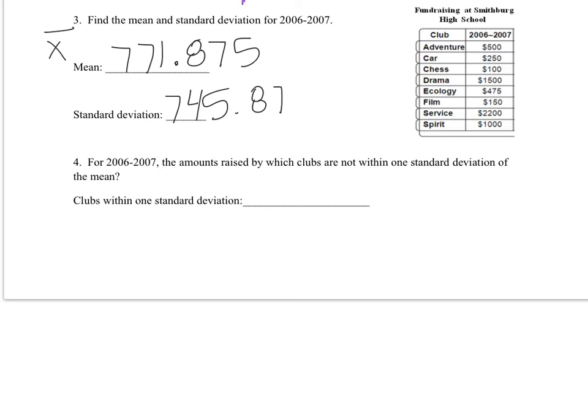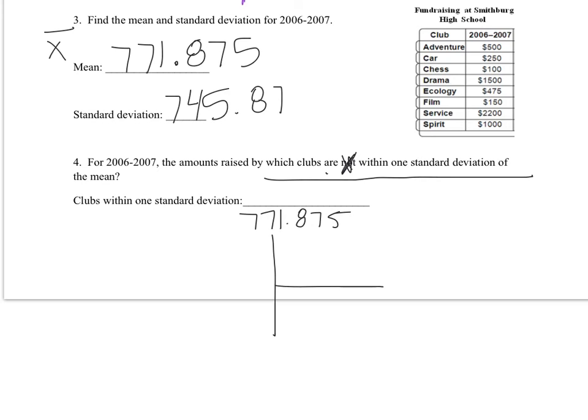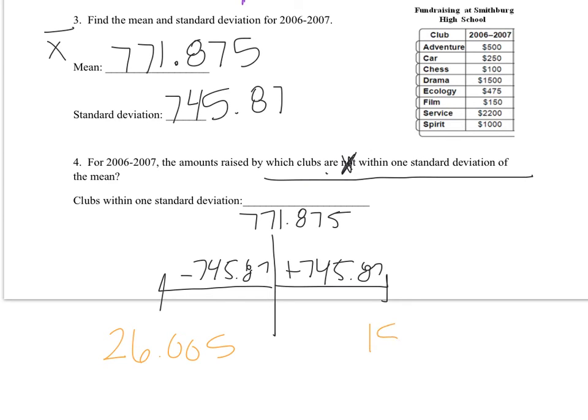Now my next question says, which clubs are within 1 standard deviation? So one thing I have to do is, here's my mean. So I'm going to only move 1 standard deviation. Again, 1 standard deviation means I add it on the right, and I subtract it on the left, so I can get my new endpoints. So now my endpoints here are 26.005 and 1,517.745.